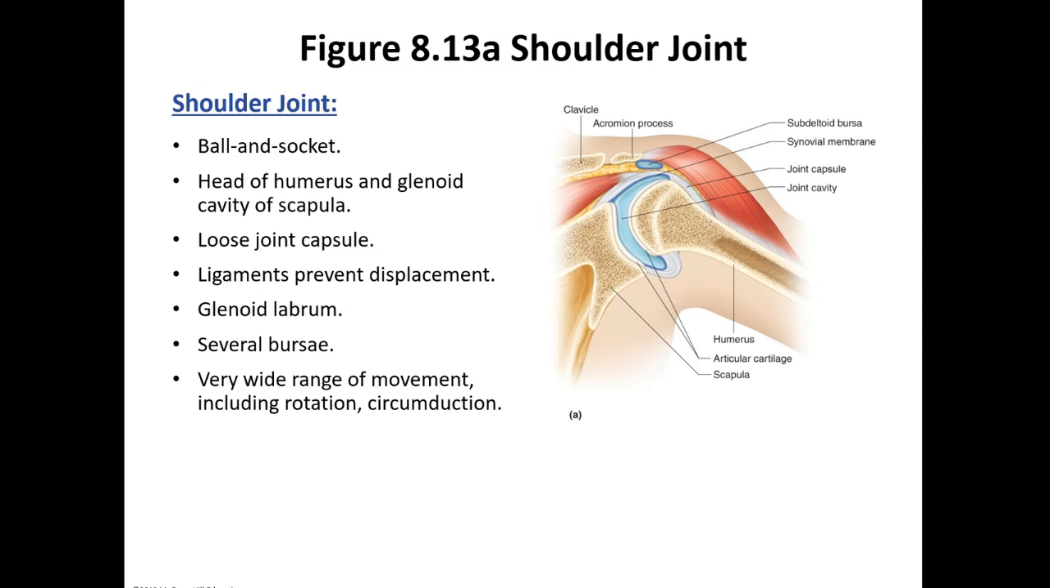That's why ball and socket is an example of a freely movable joint that we call diarthrotic. You can see that this joint type allows for a very wide range of motion, including rotation and circumduction. In addition to that, there are ligaments in place to prevent the bones at this joint from being displaced. And then we have bursae that secrete the fluid that keeps these joints lubricated.